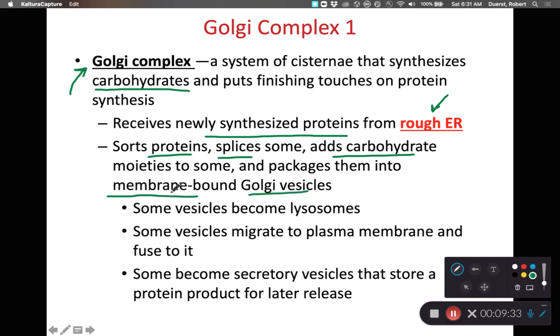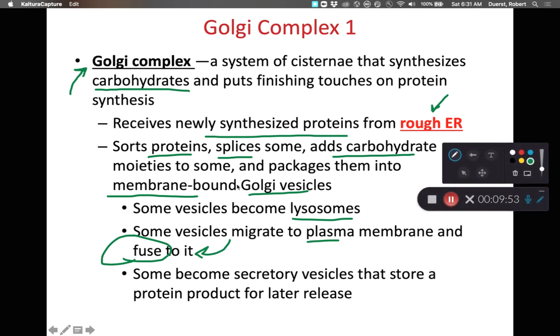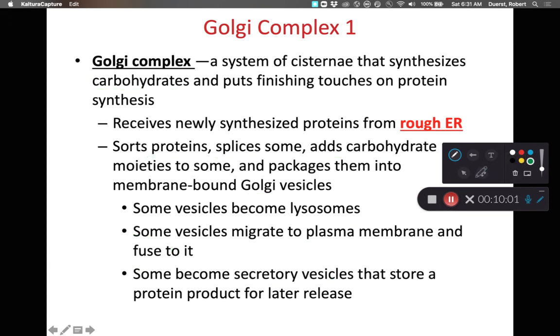Those membrane-bound Golgi vesicles will sometimes turn into other organelles. Sometimes they'll become a lysosome. Sometimes they'll migrate to the plasma membrane and fuse with it, and when they do, they add their phospholipids and proteins to the plasma membrane. And sometimes those membrane-bound Golgi vesicles become secretory vesicles, and they store protein product to be exocytosed at a later time.